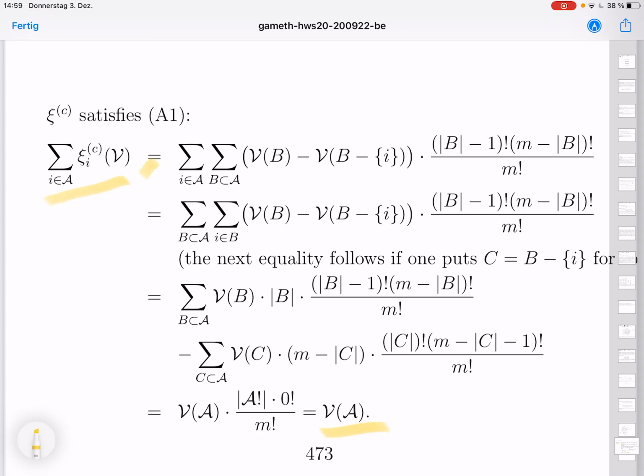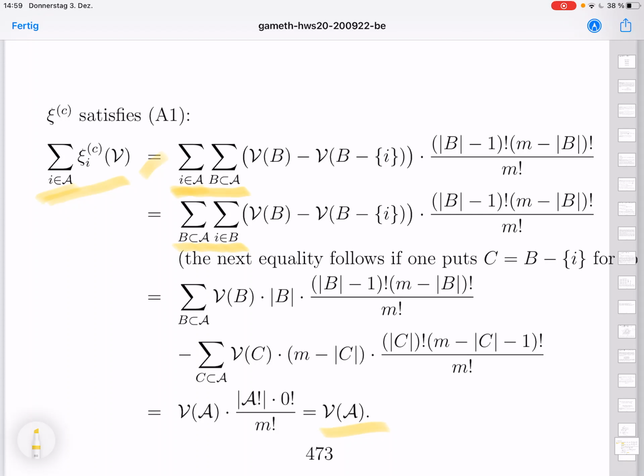So this first equality is essentially just a definition where we have summed up over I and A additionally. And now here in this double sum, we can reorder the ingredients in this way. We can first sum over all subsets B of A, and then sum over the players I which are contained in B.